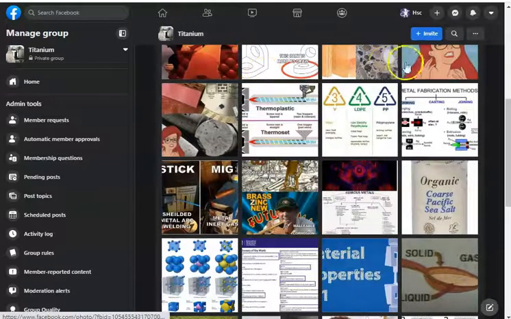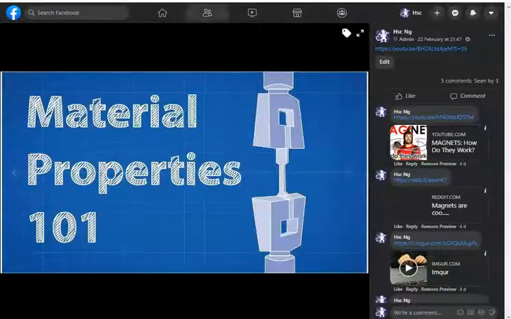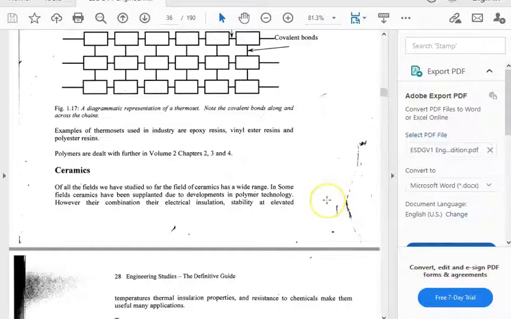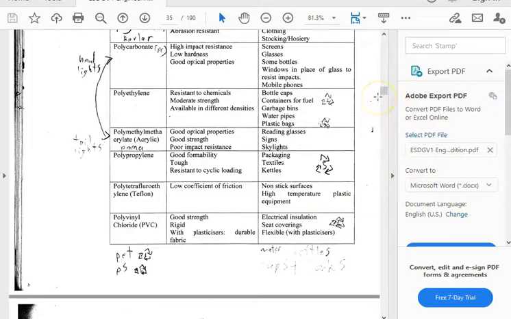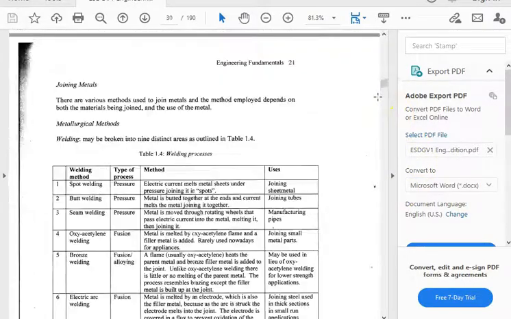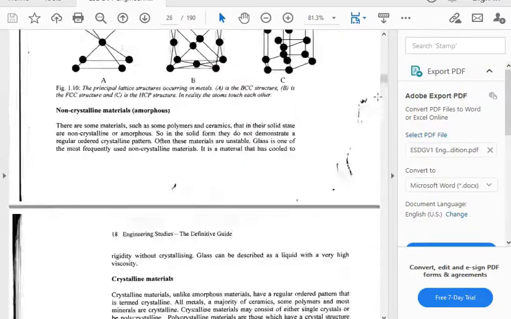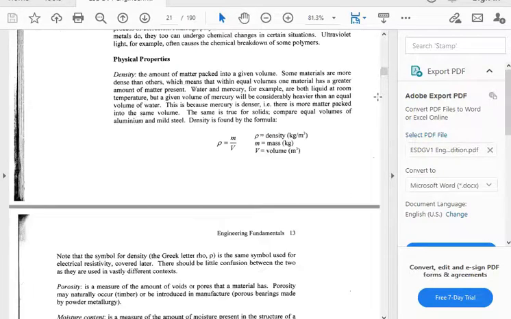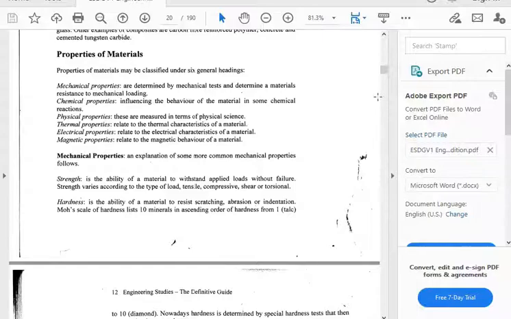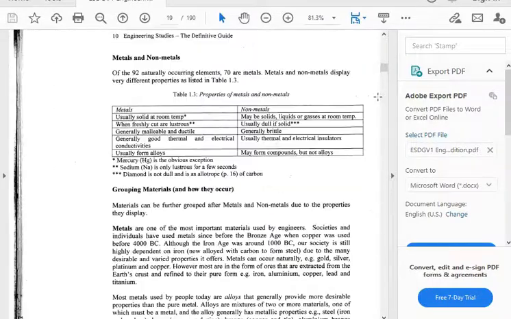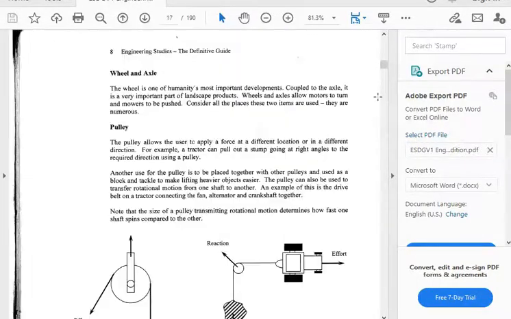So for the most recent class that I'm recording, I have most of those notes that relate to materials on these pictures. We'll have a look at them one by one. So following along with the Copeland textbook, this is Copeland Engineering Studies Definitive Guide. This is the previous version, but it's still pretty good. Just the page numbers might not line up to the version that you might be looking at.